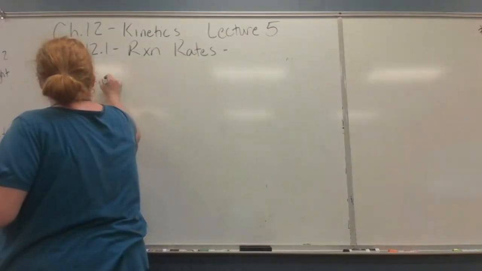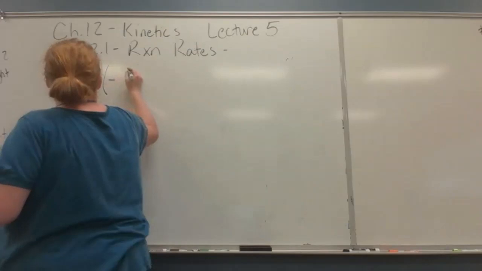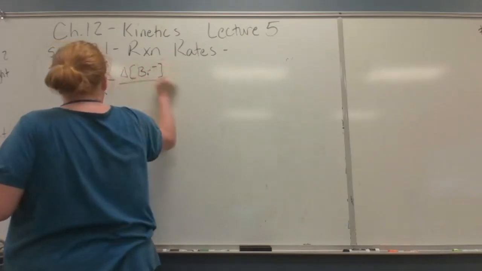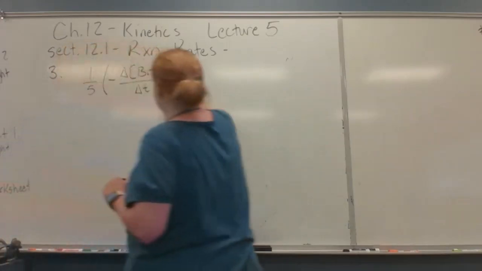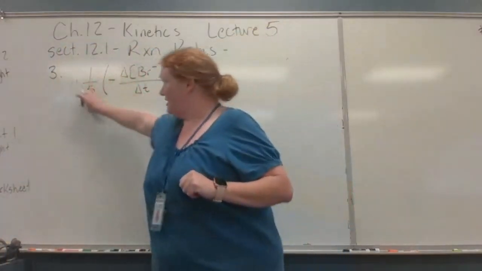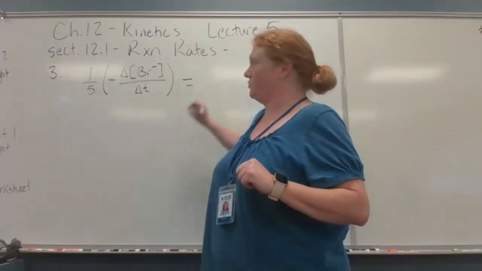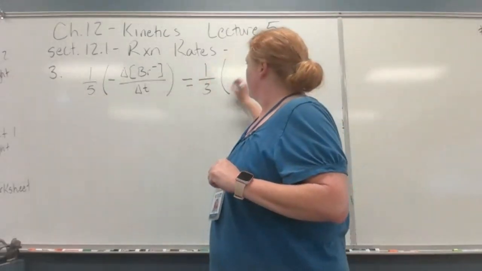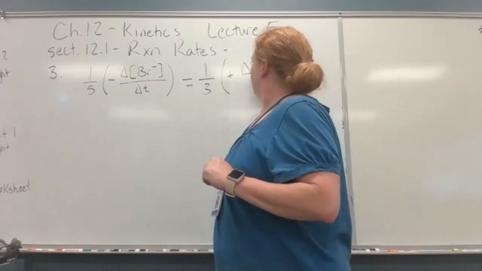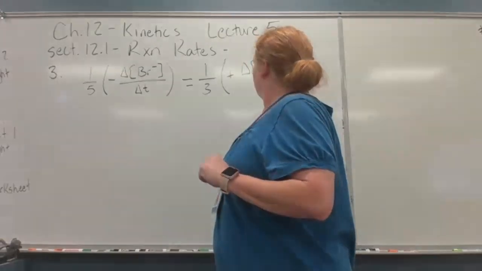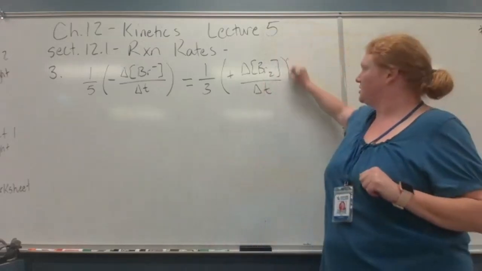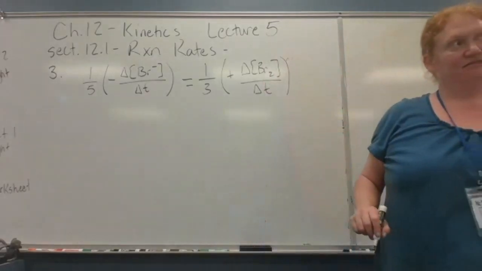1 over 5 negative change in Br minus over change in t. This has to be equal to 1/3 change in Br2 over delta t. Yes.